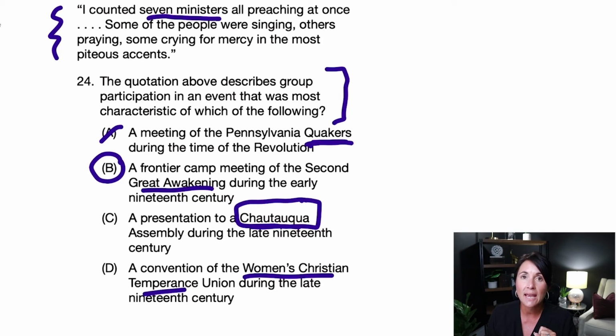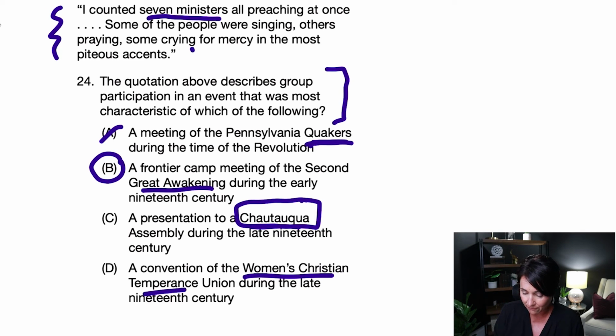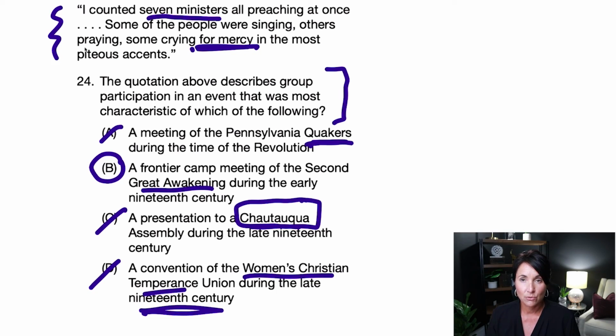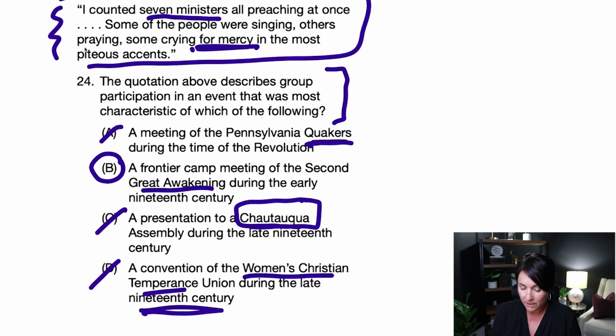But Chautauqua was an education movement where they traveled all around the United States. It was almost like a traveling circus, but it wasn't a circus. They taught languages, they taught math, they taught all these different things, and people would come and learn. So it was almost like a big education movement. So we're talking about God here, crying for mercy, preaching, ministers. So Chautauqua is out. Now, the Women's Christian Temperance Union was linked to social reform through their religion, and it was a little bit too late. This is not necessarily focused on women, so I would stay away from answer choice D and go with answer choice B here. This is the Second Great Awakening, the revival movement of the Protestants.